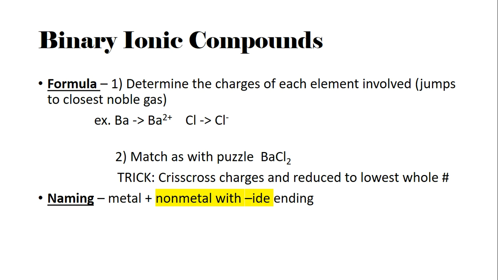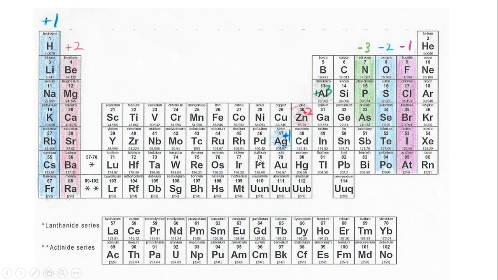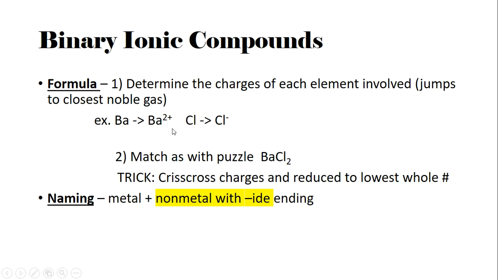To determine the charges of each element involved, barium is here, so you know it's +2, and chlorine is here, so you know it's -1. So barium and chlorine are getting together. The barium's going to be +2, the chlorine's going to be -1. Match like we did with the puzzle pieces, and the name will be the metal, barium, plus the non-metal, chlor, with an "ide" ending. So chlorine with an "ide" ending is chloride. So that would make barium chloride.